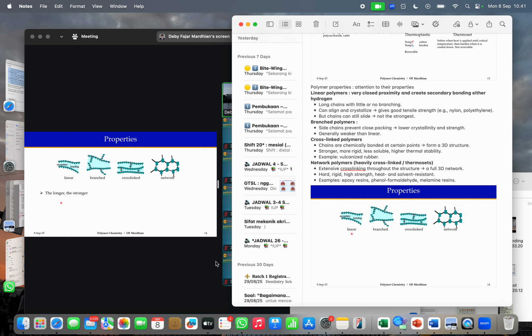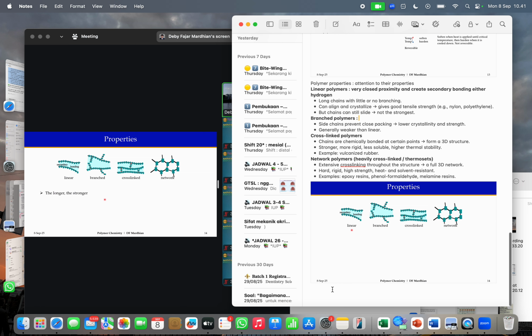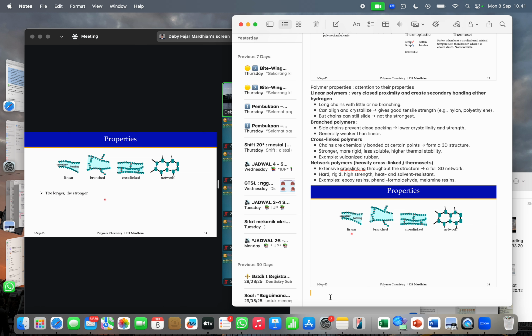And yeah, the longer the chain, the stronger, because of the secondary interaction of these functional groups or moieties, or the proximity or the surface. Let's dumb it down to surface area. So the larger the surface area, the stronger. Okay, so the longer the chain, the stronger the bonds.